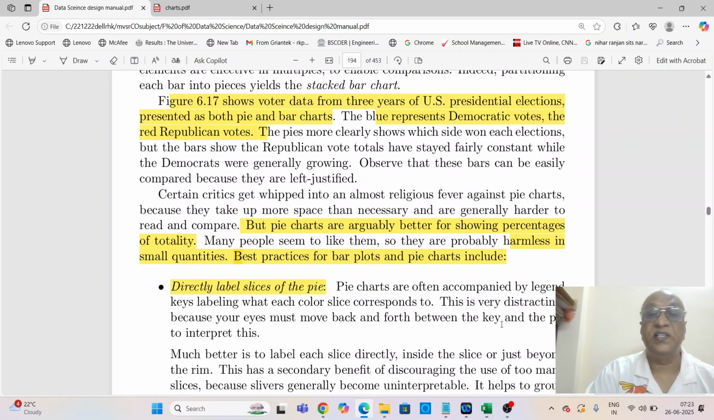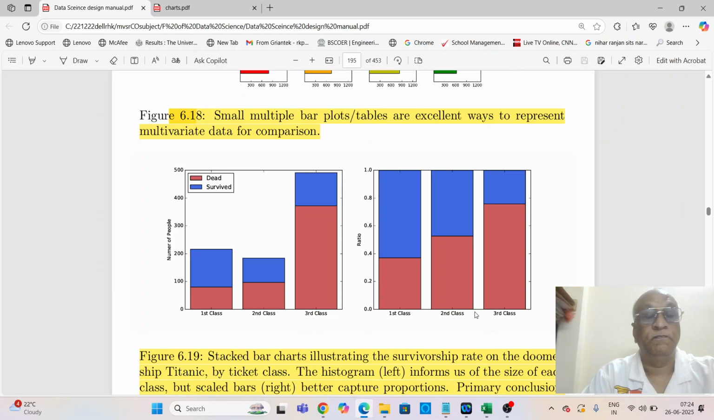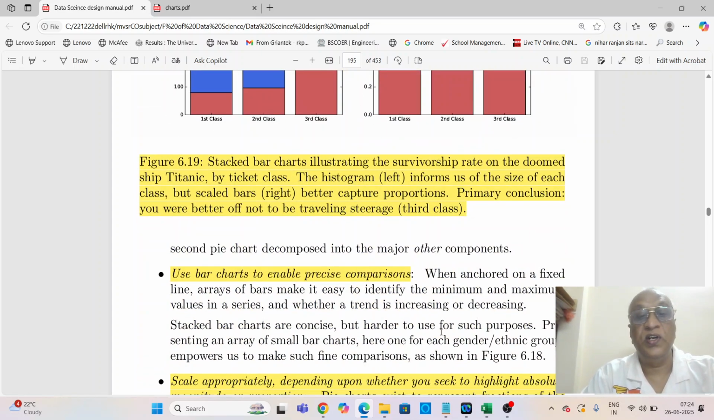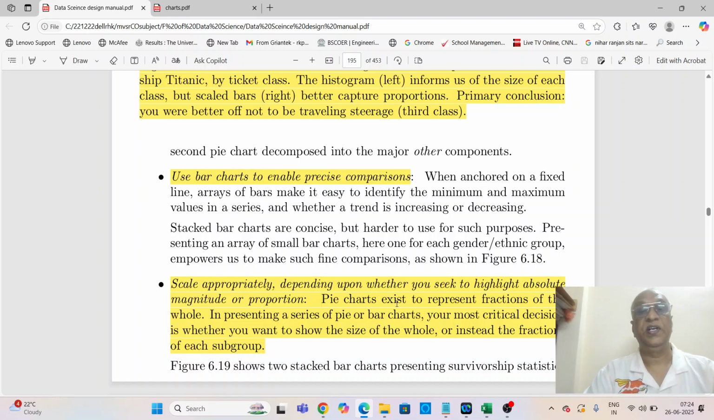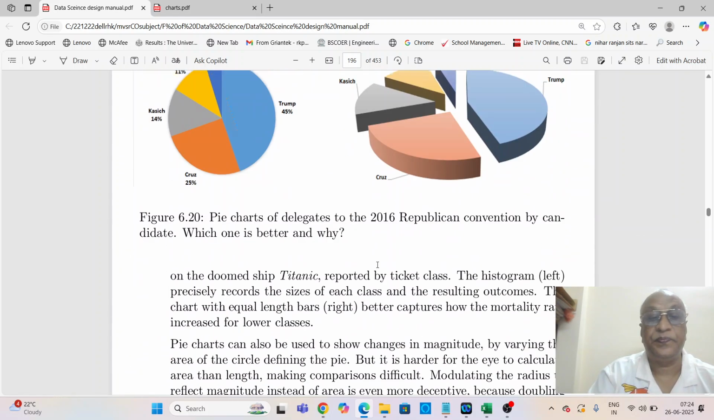What are the best practices for bar plots and pie charts? Directly label slices of the pie. Use bar charts to enable precise comparison. Scale appropriately depending upon whether you seek to highlight absolute magnitude or proportions. Okay.